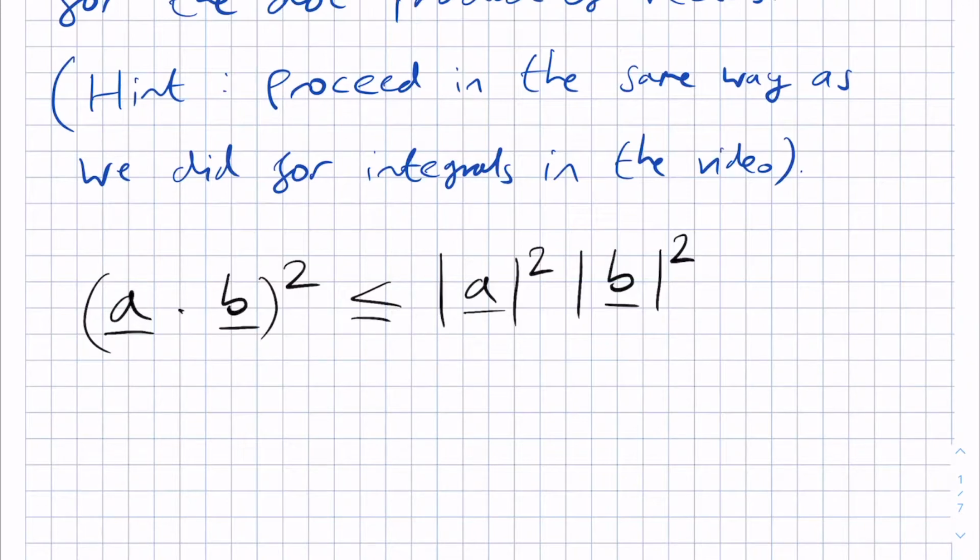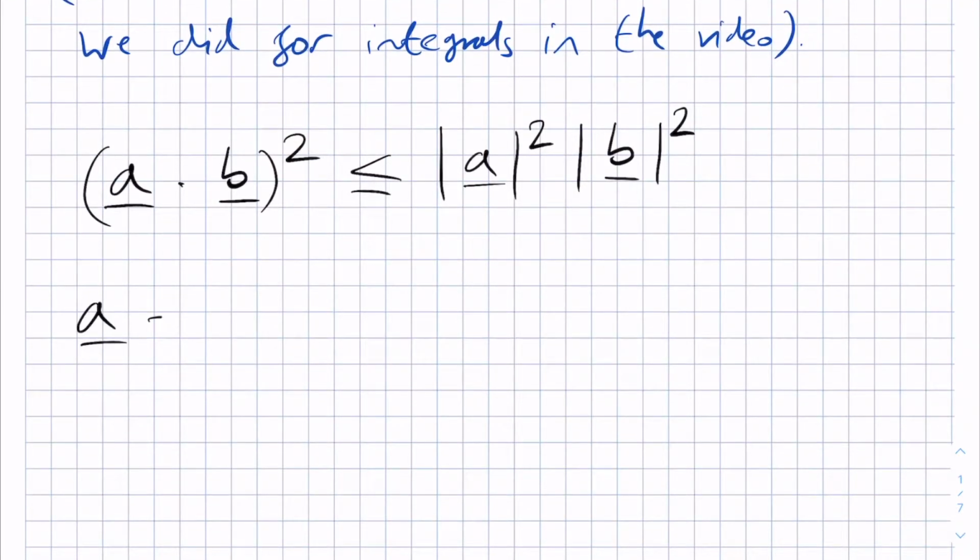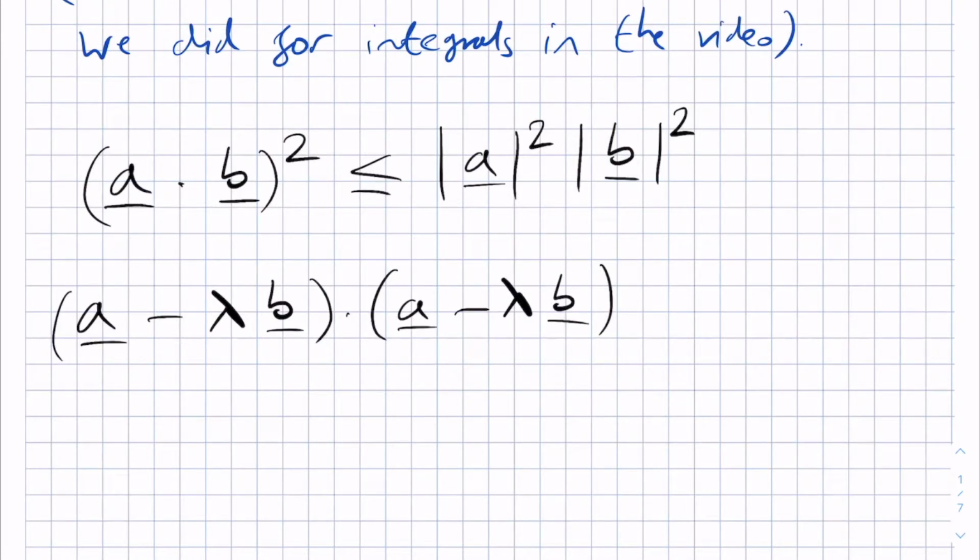If we proceed as the hint tells us to, as we do with the integral result, we consider a minus lambda b dotted with itself, where lambda is an arbitrary constant. We notice that this expression is greater than or equal to 0, since when you dot a vector with itself, you have the square of that vector's magnitude, which is non-negative.